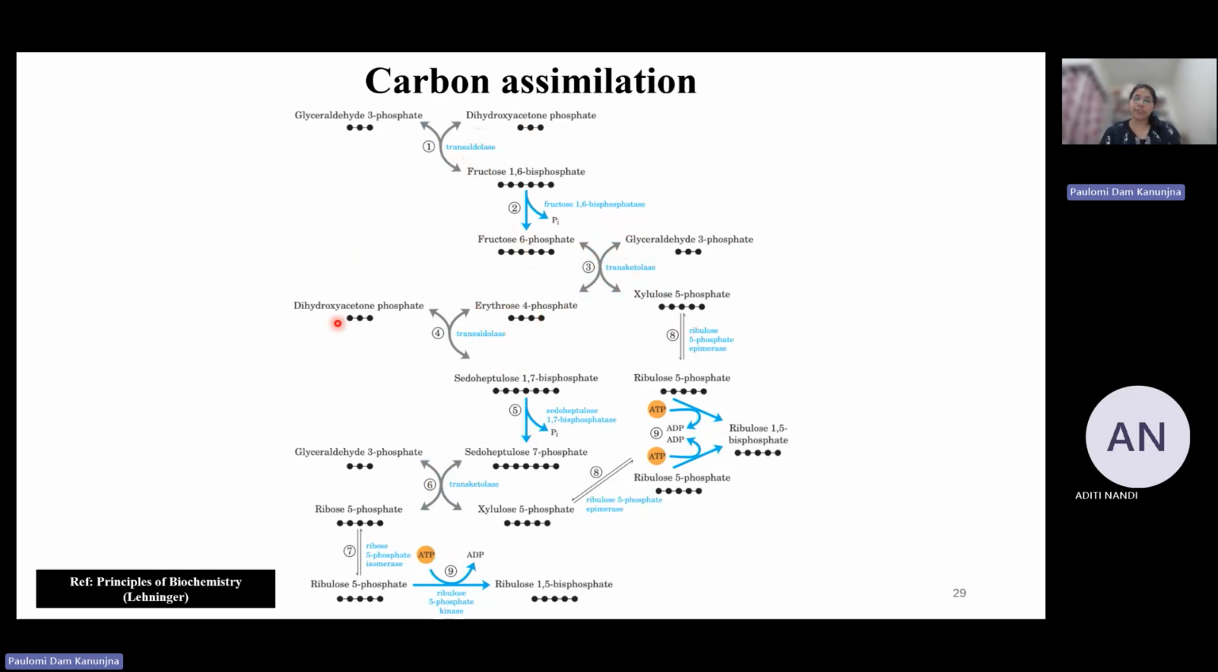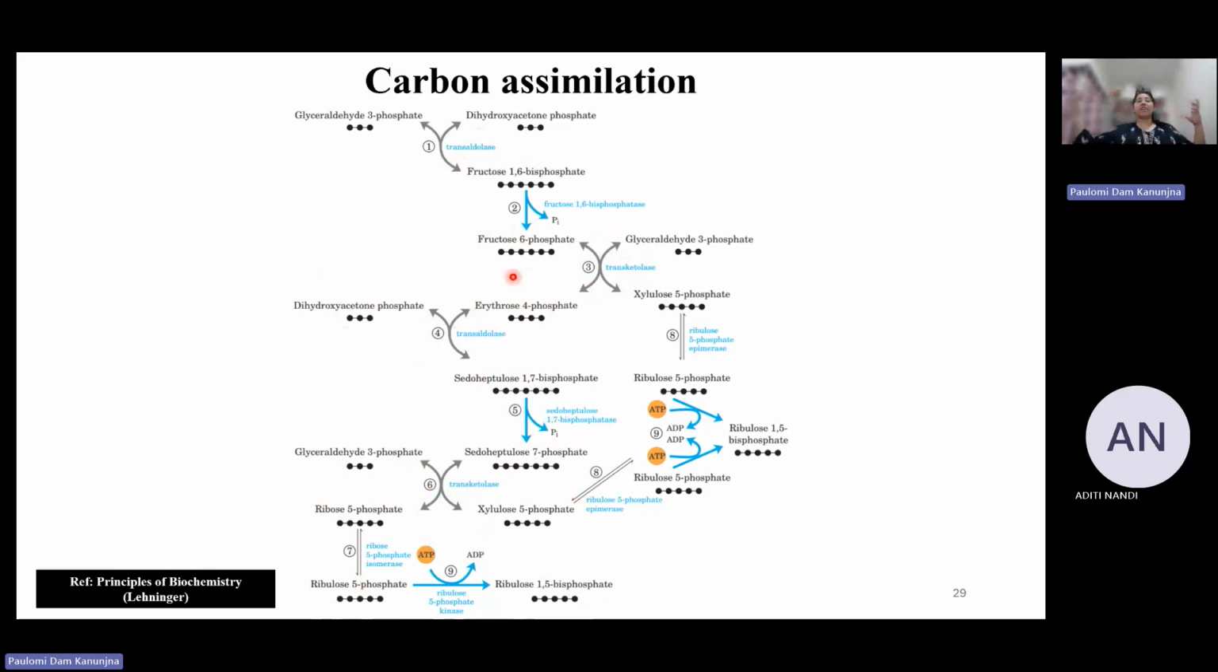This combines with DHAP, which is a 3-carbon, and 4 and 3 gives you the sedoheptulose 1,7-bisphosphate, right? And this, via several other conversions, now we'll see how. So you have a bisphosphatase, one phosphate out. This one with transketolase gives you, so this 7 and this one here gives you ribose 5-phosphate. This and this together gives you one ribose 5-phosphate and xylulose 5-phosphate. This phosphate under isomerase gives you ribulose 1,5-bisphosphate.